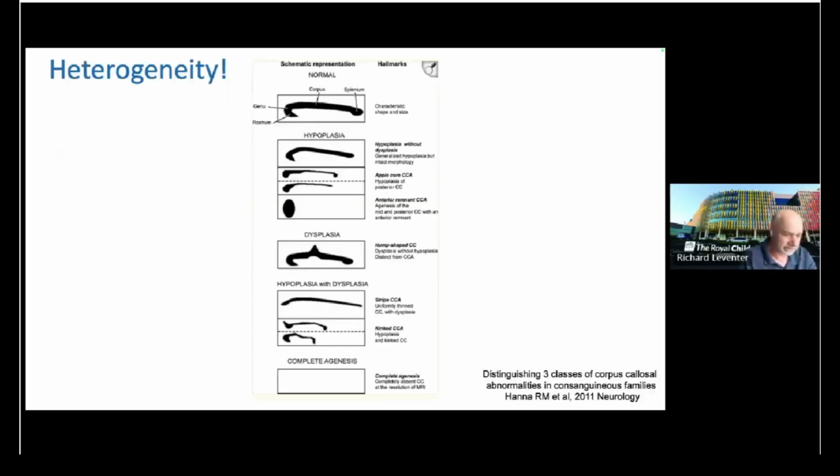I really like this image from this paper that came out in 2011, which shows the heterogeneity. This was actually in consanguineous families with callosum abnormalities: normal, various degrees of hypoplasia, dysplasia, hypoplasia with dysplasia, and I really like this picture here of complete agenesis with absolutely nothing in the box.